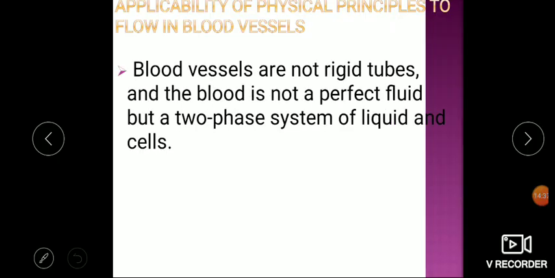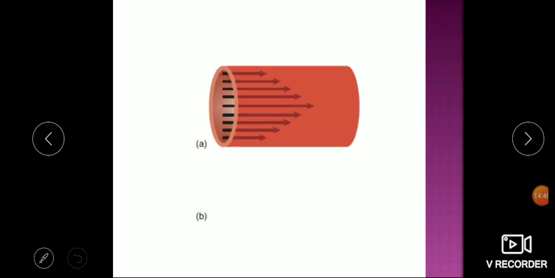Now, applicability of this physical principle. The blood vessel is not a rigid tube and blood is not a perfect fluid. That's why the same principle will not work in the whole body system. These blood vessels are very elastic, and the fluid inside is again not like water. So what is happening now?